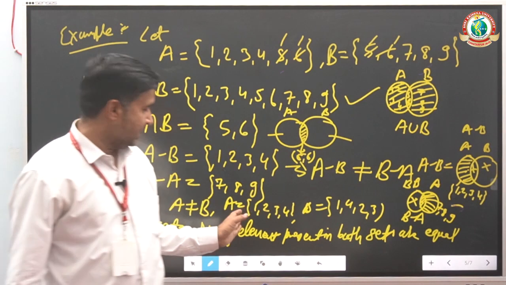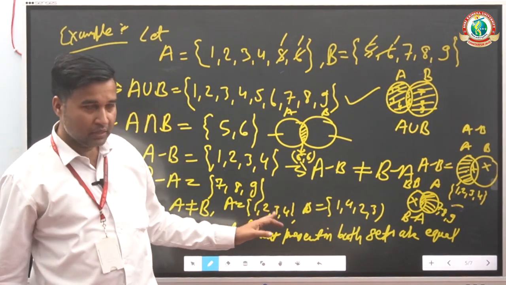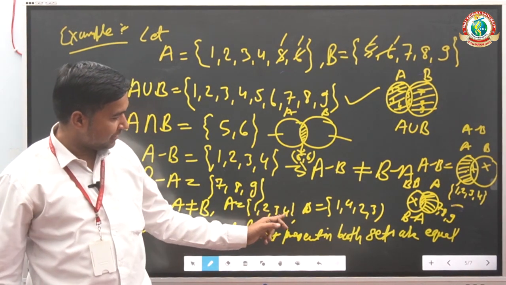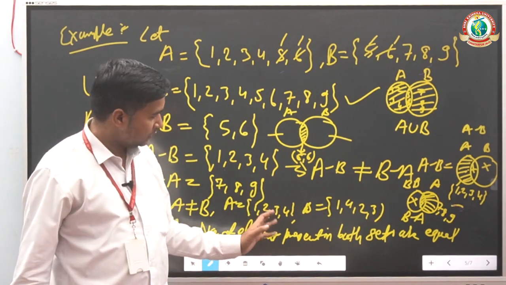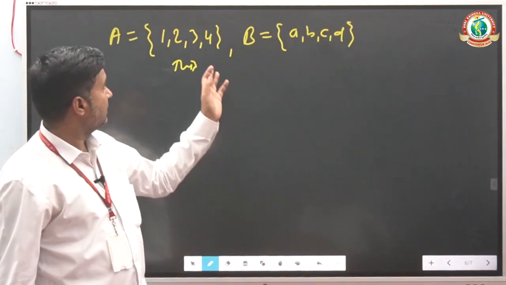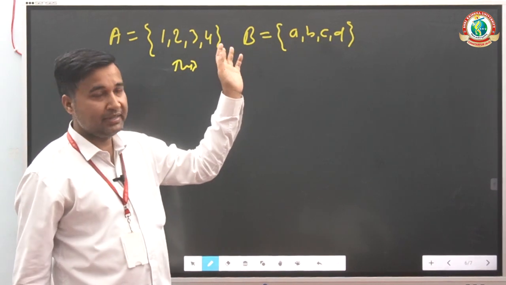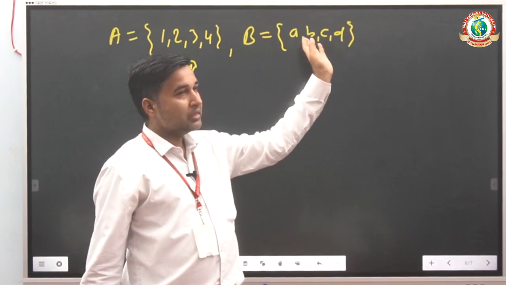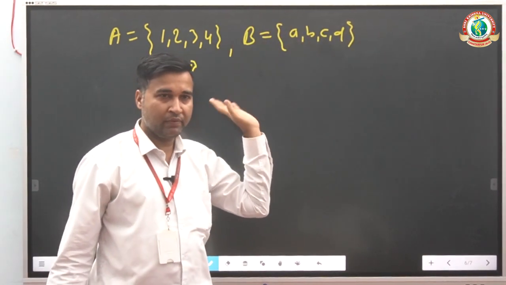Equal sets: all elements are the same, either 1 2 3 4, the sequence may differ but the elements are the same, like 1 2 3 4 and 1 4 2 3, the same elements are present here. Then this is an equal set. Now equivalent set: counting the number of elements present in it. Here in A set 1 2 3 4 are 4 elements, and here A B C D are 4 elements, 4 and 4. Then these sets are called equivalent sets.